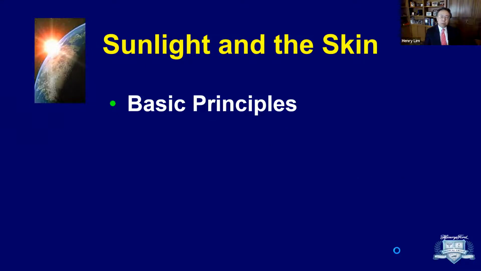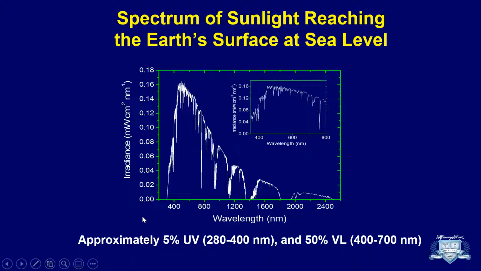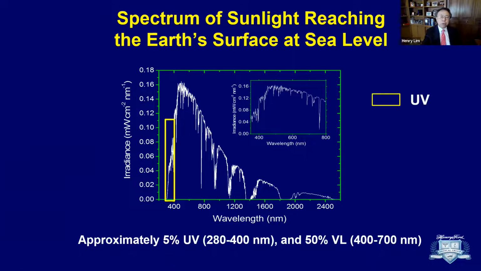So let's start with basic principles. When we talk about sunlight, I think we have to talk about the spectrum of sunlight reaching the surface of the Earth. This particular graph, can you see my pointers, by the way? Yeah, we can. Okay, good. So on this graph, the horizontal axis is the wavelength, and the vertical axis is the intensity of sunlight. You could see that the most studied one is the UV spectrum.